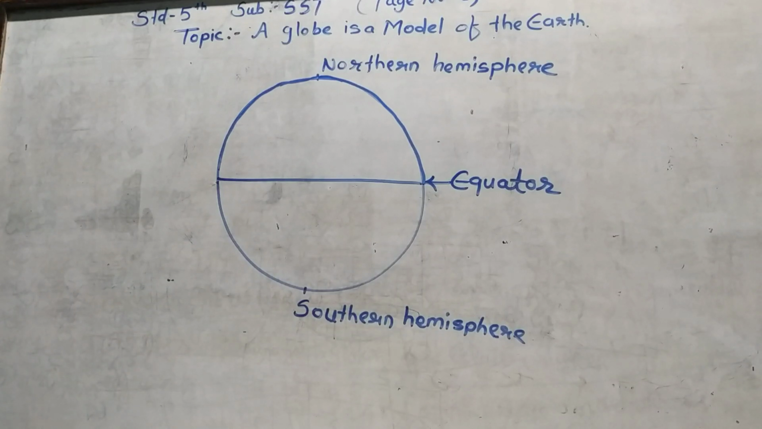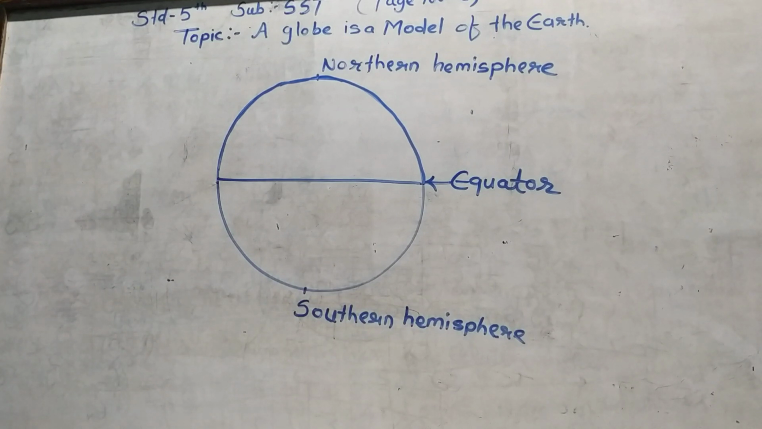Good morning, students. In our previous video, we have already seen about the globe. Globes are of various types and sizes, big ones and small ones. The big globes we cannot carry with ourselves anywhere easily, and the small pocket globes we can easily carry with ourselves. And what is the use of the globe?